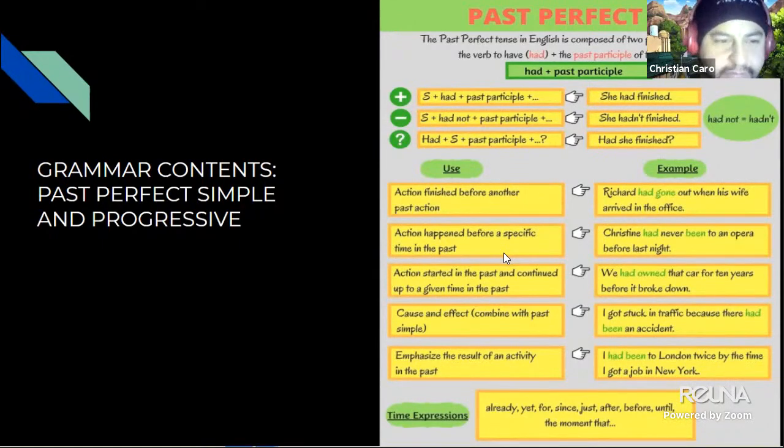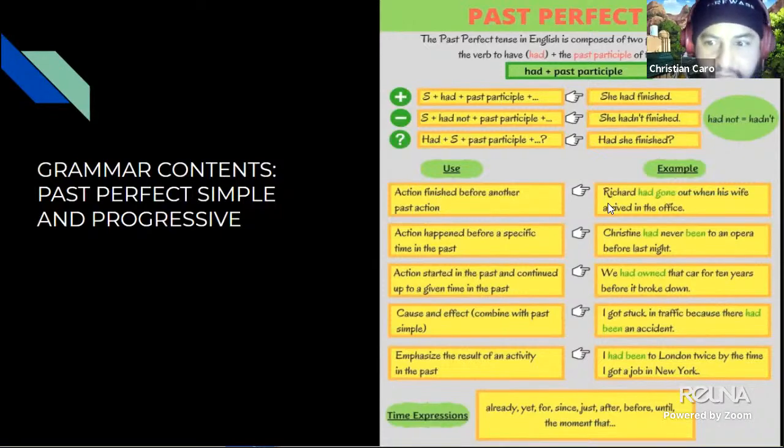Which sometimes could be really specific, and in that case, to specify the moment in the past, we use expressions of time. And what else? Also, we can use not only expressions of time, but we can use adverbs in the middle. And I'm going to show you some examples. Another use of the past perfect is an action started in the past and continued up to a given time in the past. From point A to point B in the past. Cause and effect, which can be combined with past simple, and emphasize the result of an activity in the past. So all of these different uses. And I can show you some examples here.